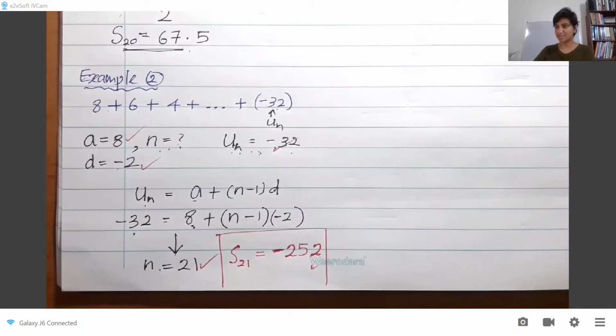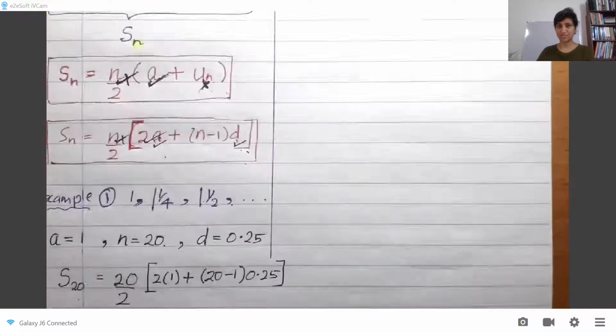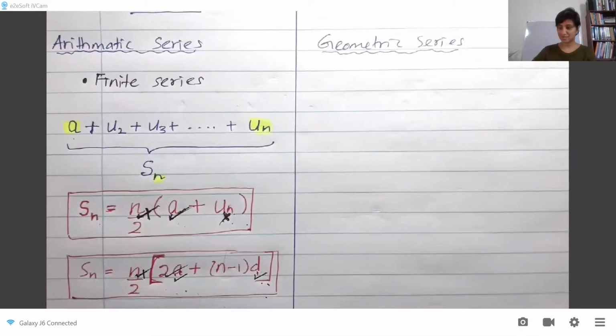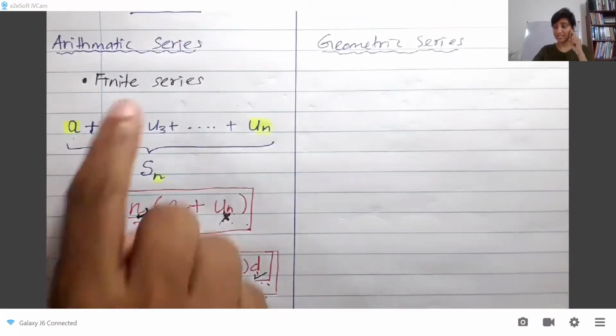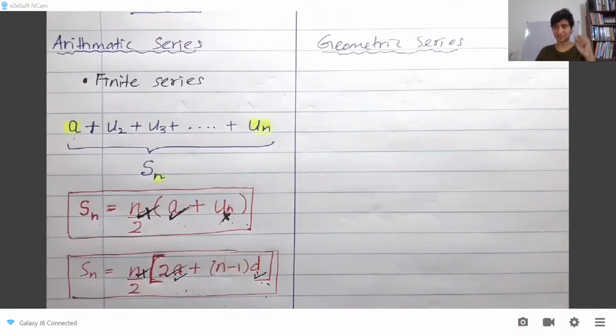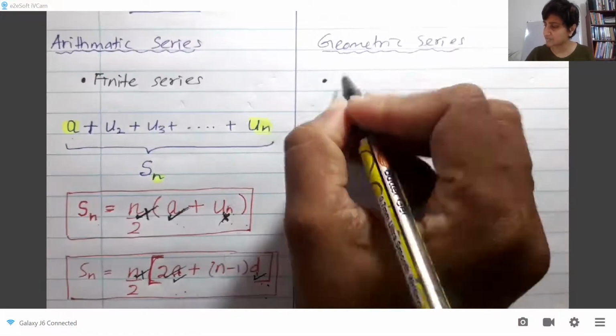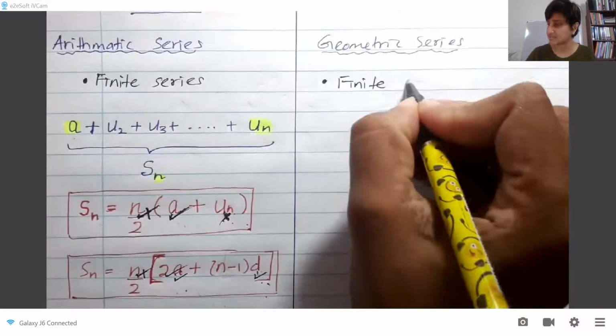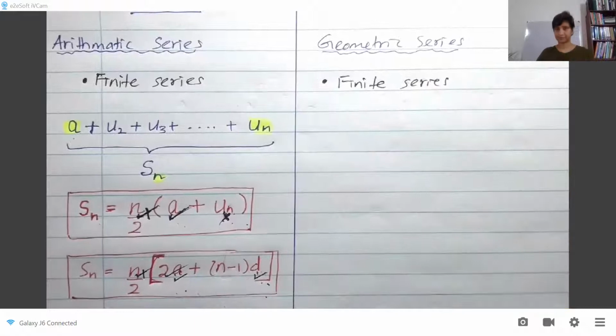Okay. We have only 10 minutes left. Let's quickly try to go to our geometric column back here. So first, put the first bullet point. Now make a note. We only discussed finite series. What about infinite under arithmetic? We'll get to that after we do finite series for geometric. So first bullet point under geometric series: finite geometric series.